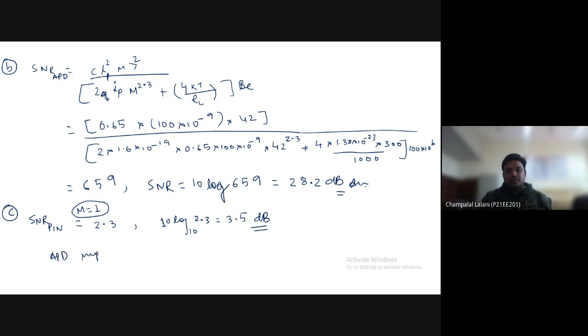So the APD improves SNR by, in our question, 24.7 dB. So can anyone tell me, although it's improving the SNR, if we talk in terms of SNR, then it is very good. But still, APD has a major disadvantage as compared to the PIN photodiode. So what is the disadvantage that APD is having as compared to the PIN photodiode?